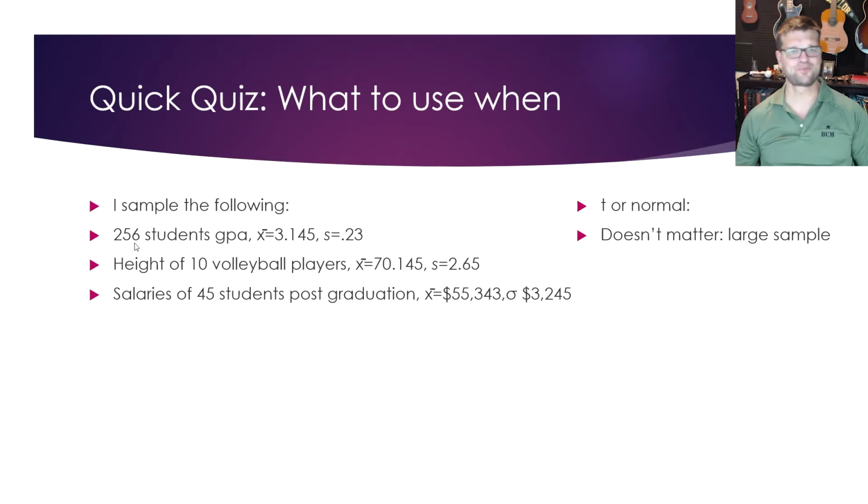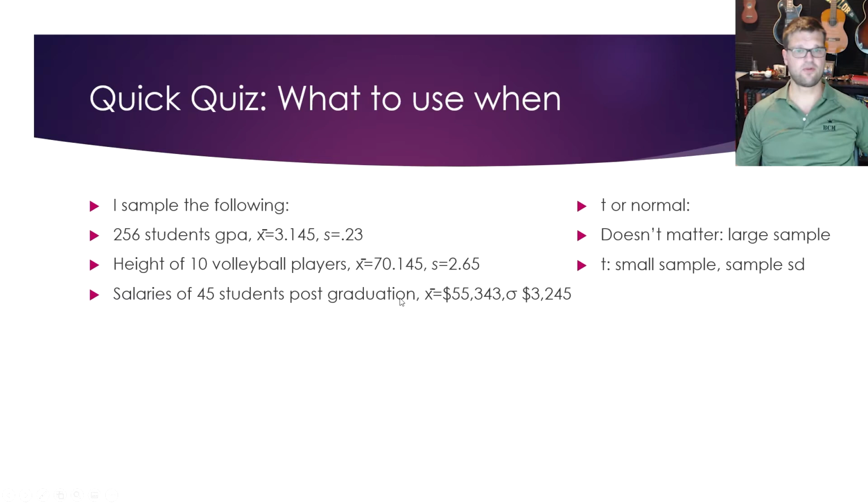It doesn't really matter. Next, the height of 10 volleyball players. You've got a mean of 70.145 inches with a standard deviation of 2.65 inches. The number is 10. That's how many people you have. So you have something called degrees of freedom, and that's going to be 10 minus 1, which gives you degrees of freedom of 9. So what should you be using? Use a t, and the reason is that it's a small sample size with a sample standard deviation.